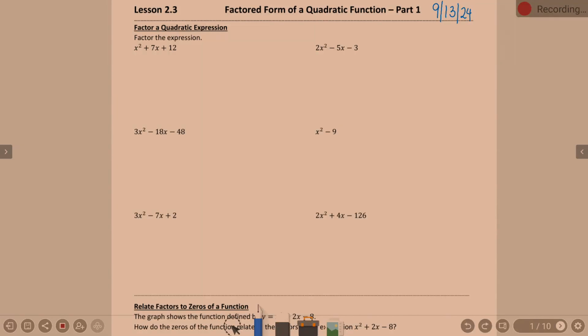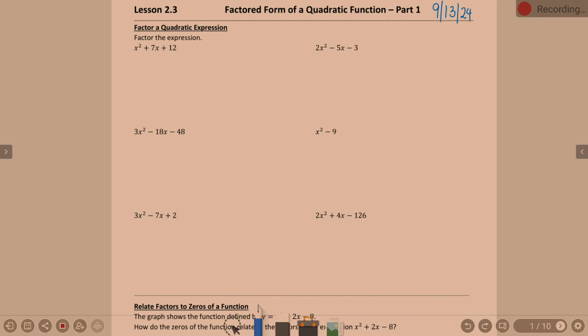2.3 is factored form of a quadratic function. When we talk factored form of a quadratic function, before we can start talking about these quadratic functions and factoring them, we need to do some review on factoring. So that's what we're going to spend today doing: how do we factor?